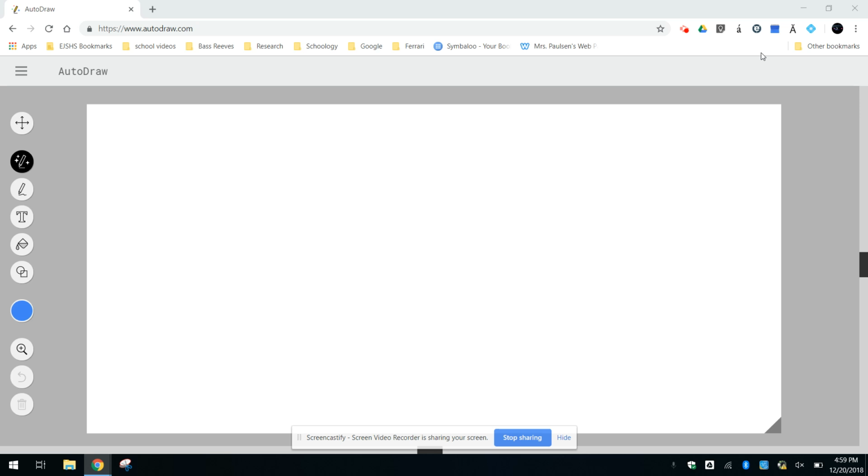Today we're going to be doing another educational thing. We're going to be looking at how to calculate average speed, velocity, and acceleration. So we're going to start with average speed.